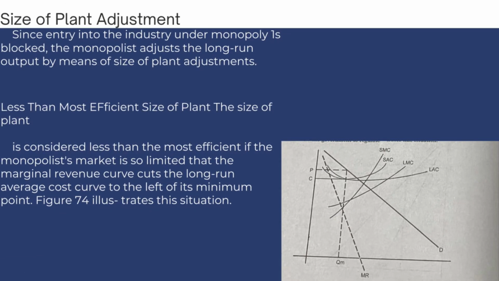Size of plant adjustment. Since entry into the industry under monopoly is blocked, the monopolist adjusts the long-run output by means of size of plant adjustment. Less than most efficient size of plant: the size of plant is considered less than the most efficient if the monopolist market is so limited that the marginal revenue curve cuts the long-run average cost curve to the left of its minimum point.